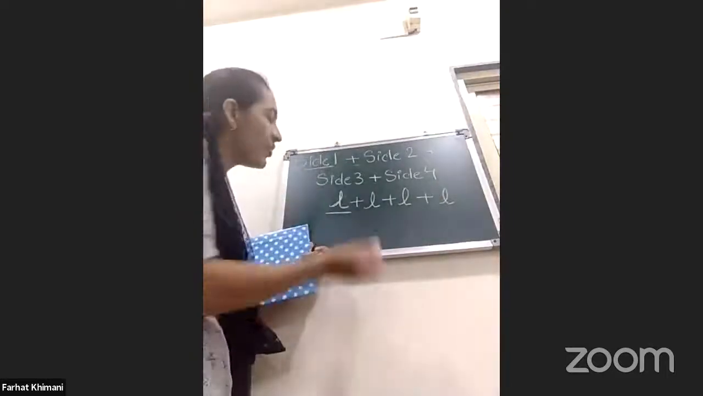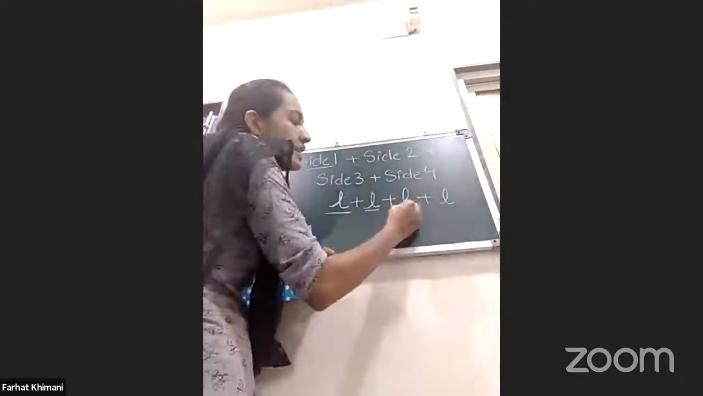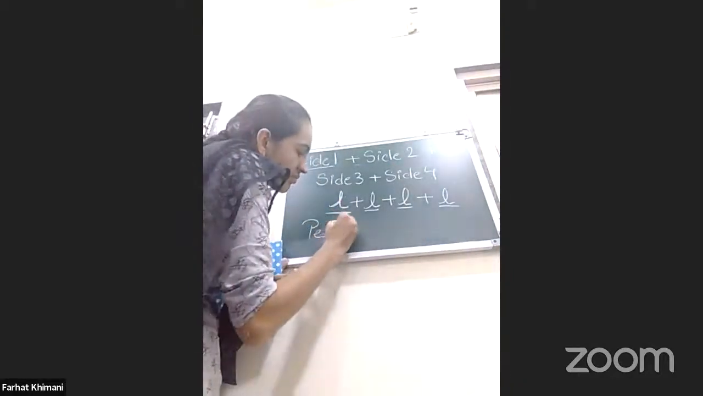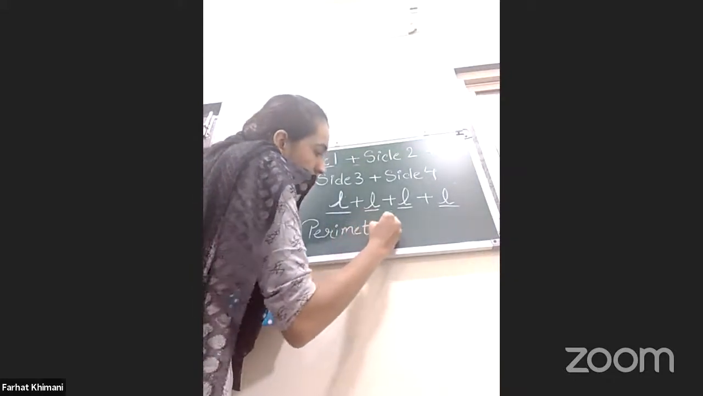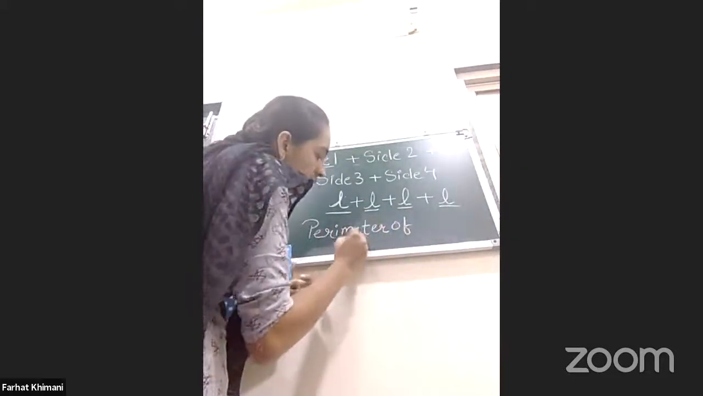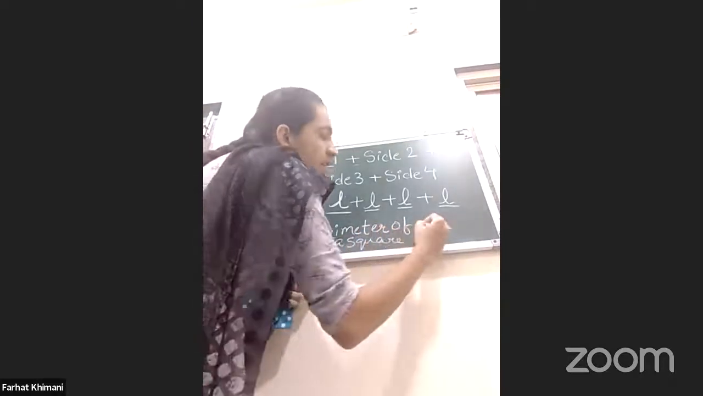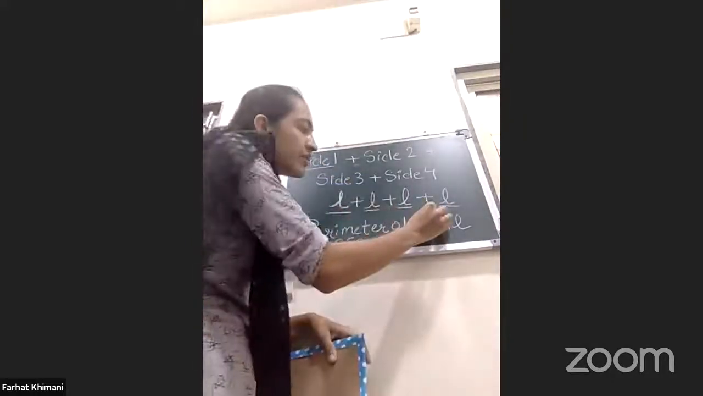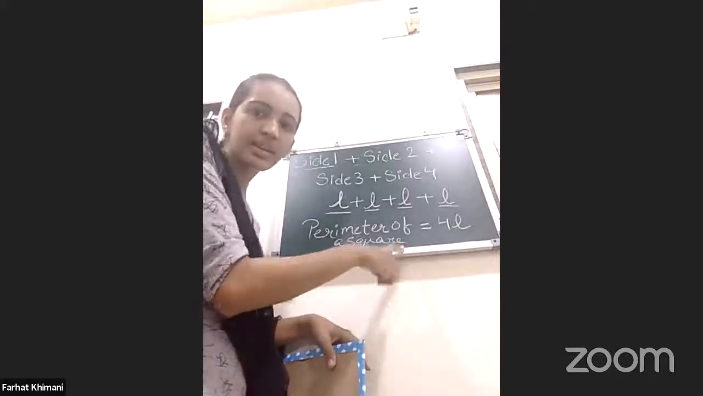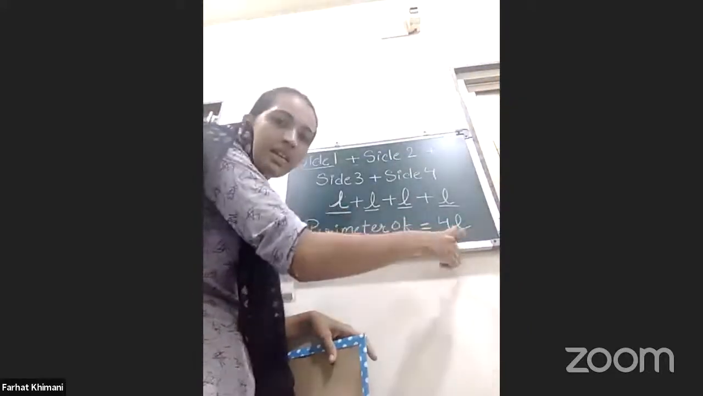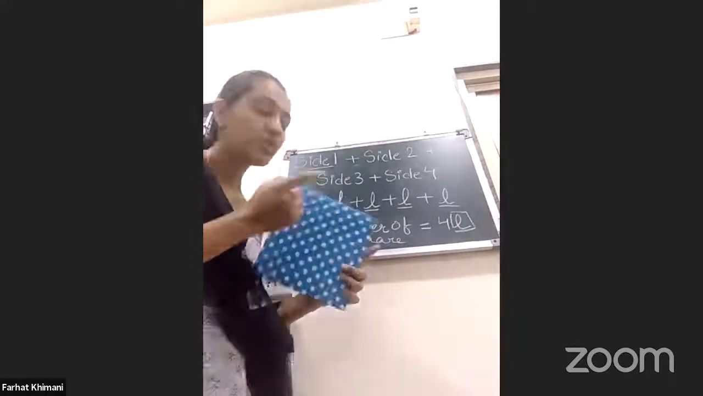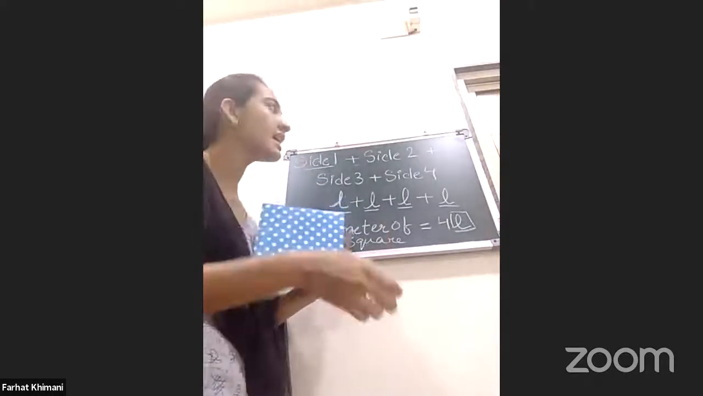So how many L's do we have? 1, 2, 3, 4. So the perimeter of a square is 4L. Okay? So this is the formula for the perimeter of a square. The perimeter of a square is called 4L. So this is L, and here in the place of L, we will put the measure we have for the length of the square. So here, what do we have? The measure of the length is 8.